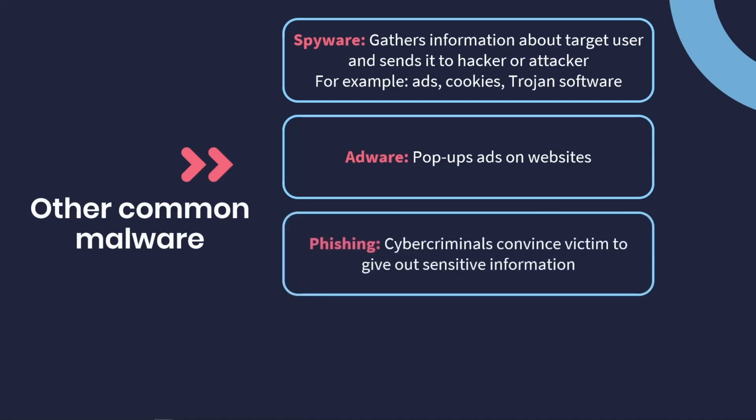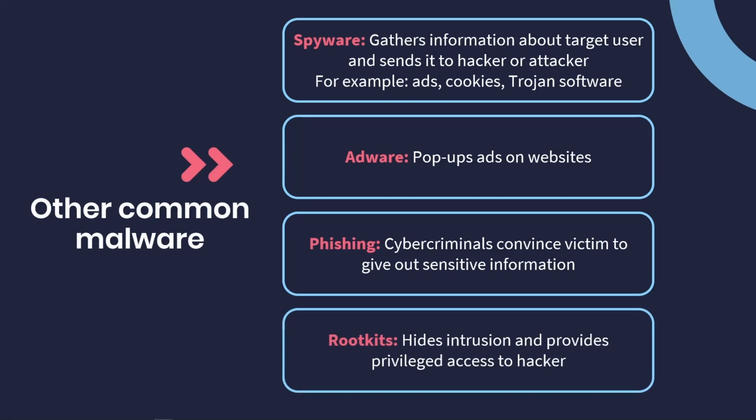Phishing, another very common malware where cyber criminals attempt to convince victims to give out sensitive information such as their social security number, banking details, address, telephone, PIN number to ATM cards, etc., by simply sending emails and posing to be from a legitimate source. And then we have rootkits. Once installed on a compromised system, this software continues to hide its intrusion and provides privileged access to the threat actor.